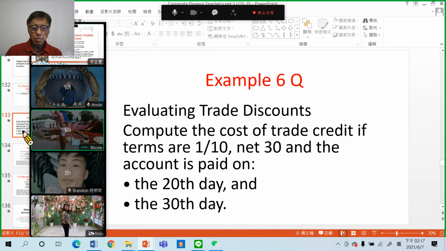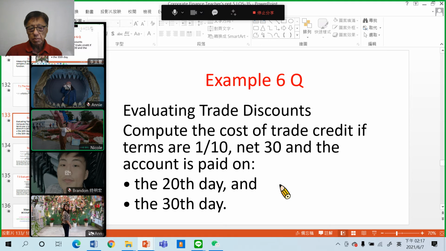Next page, the question is evaluating trade discount. Compute the cost of trade credit if terms are 1/10 net 30 and the account is paid on the 20th day and the 30th day.